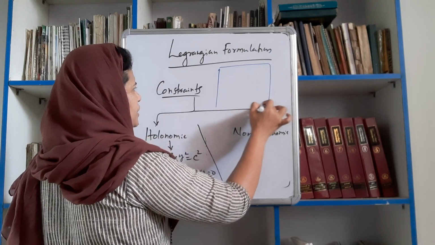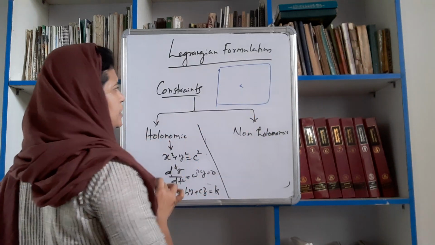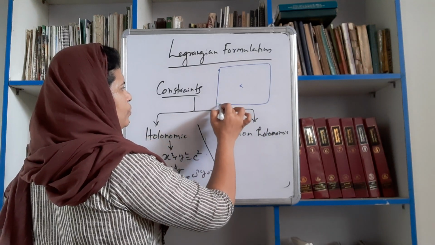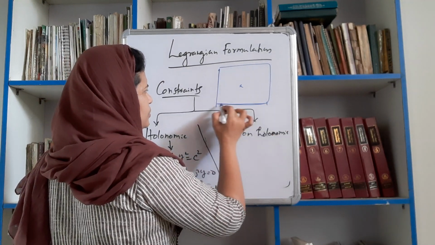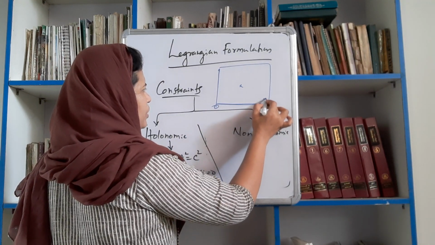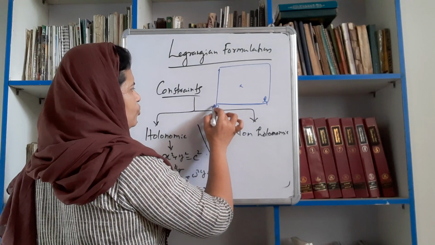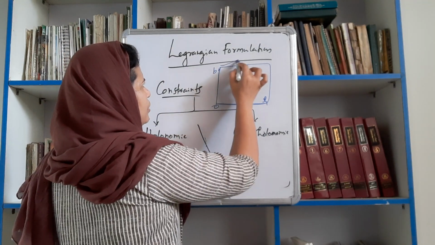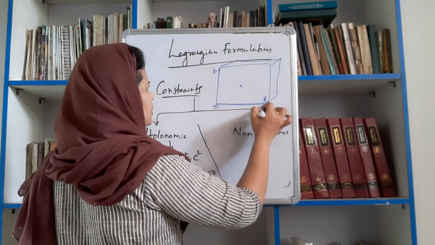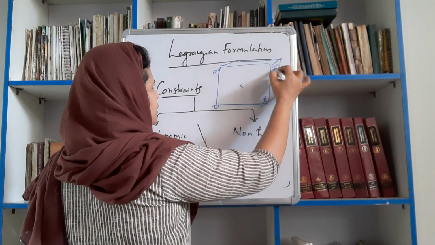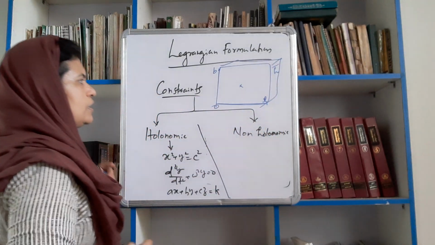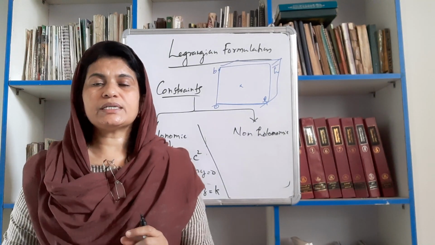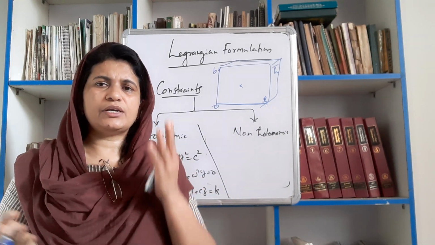Consider a particle inside a box. It can move along the x direction from 0 to length L, and it can move from 0 to breadth B, and if this is thickness, it can move from 0 to h, the thickness. Therefore, the particle can move in x, y, or z directions.